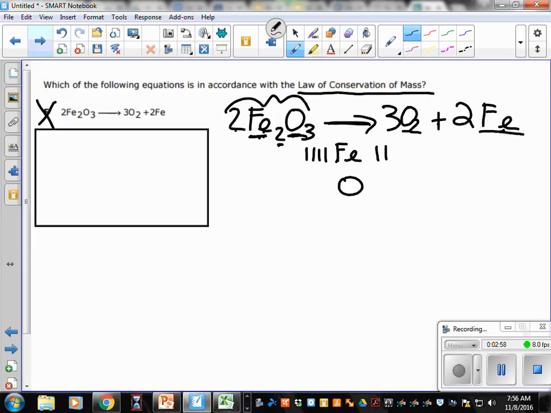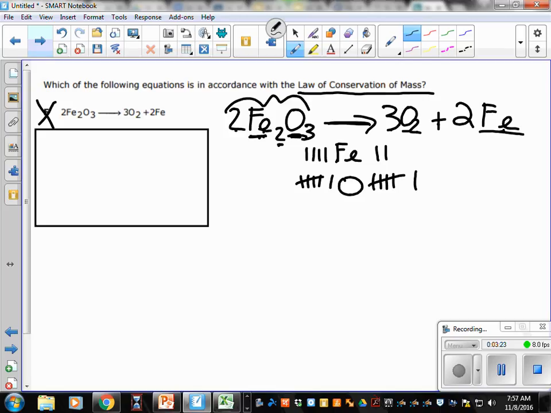But just for practice, let's look at oxygen. Oxygen O3, but times 2, there's 6 oxygens on this side. Let me check the other side. 3 times this 2, there's 6 oxygens on this side. So the oxygen element is balanced, but since the iron element is not, the whole thing isn't balanced.